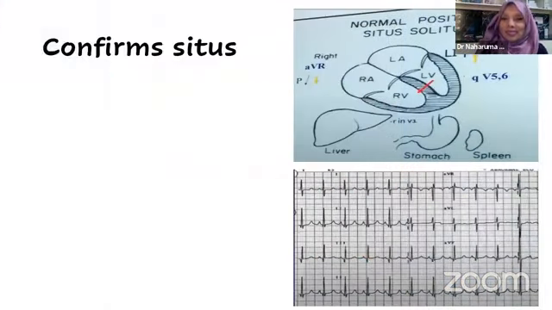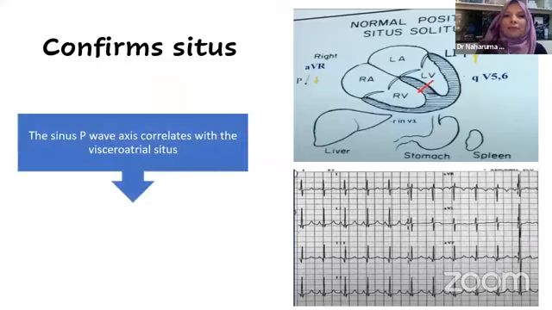Can the ECG figure out the situs? Yes, obviously, and it is very easy to diagnose a normal situs. We know that the sinus node is located at the SVC-RA junction and the electrical current travels from the SA node to the AV node, directed leftward and downward. So in lead 1 and aVL we get a positive deflection of the P wave, and it is away from aVR, so we get a negative deflection of the P wave. This is the normal P axis, and it correlates with the visceroatrial situs.